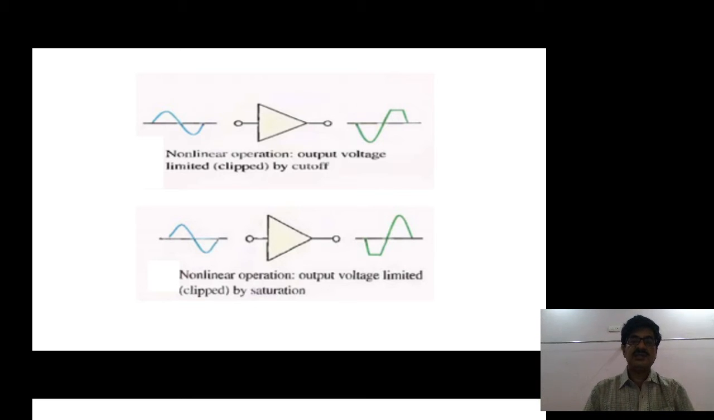But our expectation is linear amplification. That means there is no change in the shape of the signal, only the change is with reference to magnitude. It is achieved when the operating point of the transistor is in the middle of the active region, then only we can get it, right?